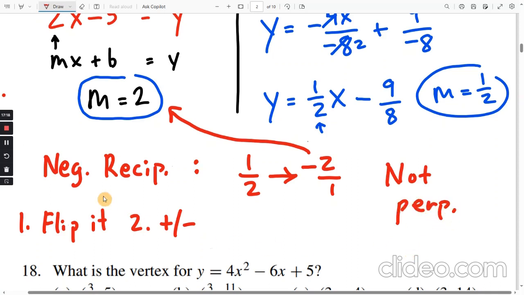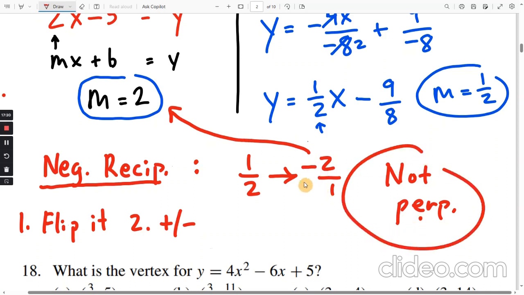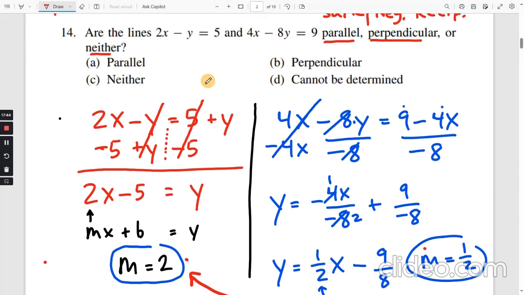All right, if you take the negative reciprocal of one slope and it matches the other slope, then they're going to be perpendicular. Okay, but in this case, that didn't happen, so they're not perpendicular. And obviously, the slopes are not the same, so they're not parallel either. Okay, if the slopes are equal before you even do the negative reciprocal, then it's parallel. So in this case, it's just going to be neither.